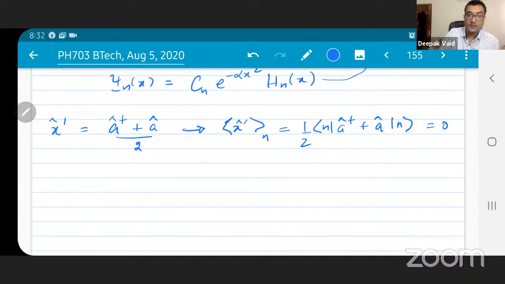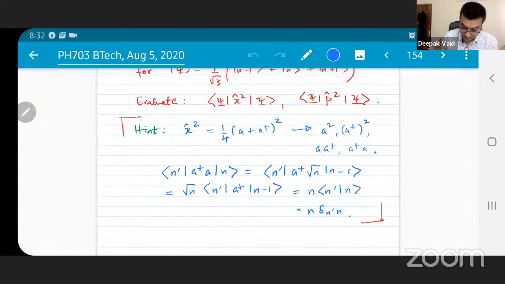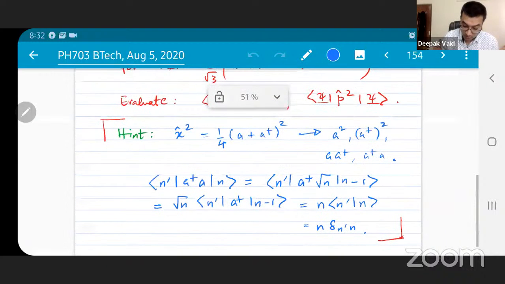Now one can similarly calculate the expectation value of x squared and p squared, and what you find is that these are not 0. I had given you this for the homework.